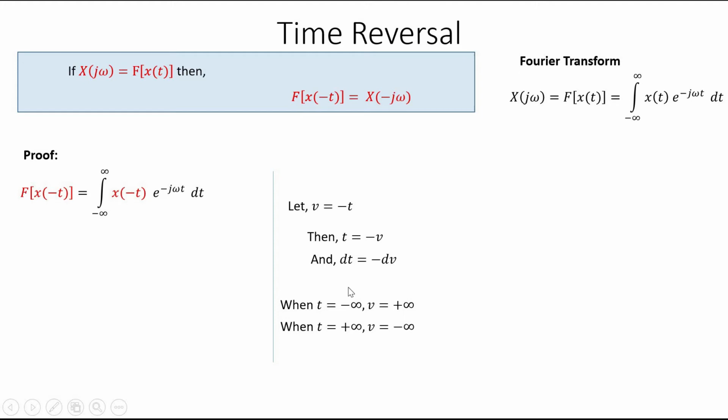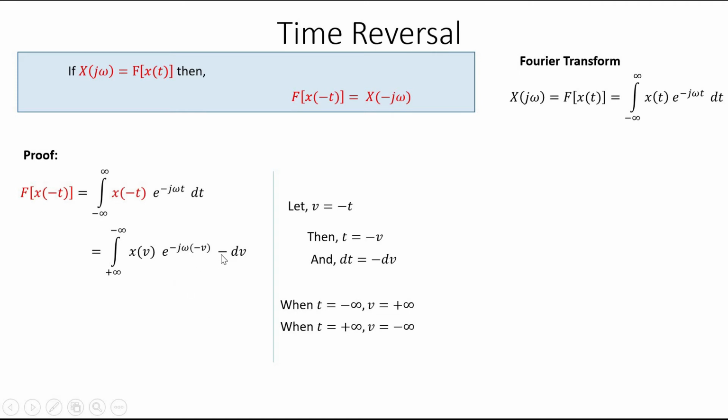When t is plus infinity, v equal to minus t is minus infinity. So previously the limit was minus infinity to infinity, here the limit becomes plus infinity to minus infinity. So it should be clear that the limits are changed. Minus t becomes v, e raised to minus j omega t becomes minus v, and dt becomes minus dv. So this is the new integral.